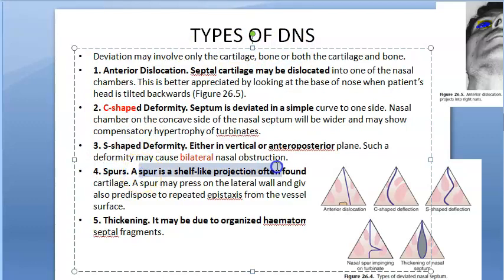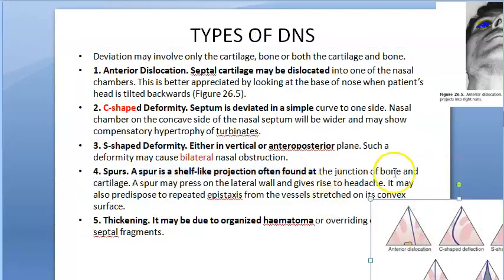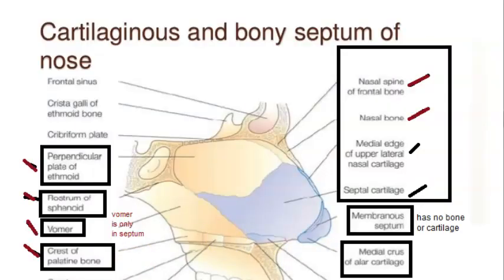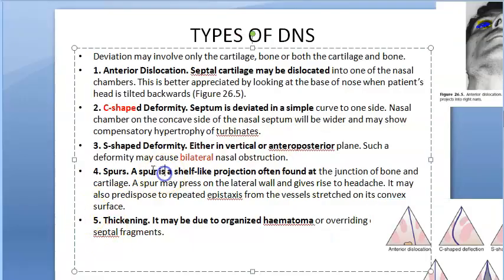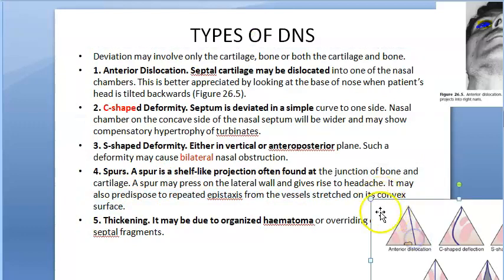Spurs. A spur is a shelf-like projection often found at the junction of bone and cartilage. So here they are saying a spur is something that is formed at the junction of bone and cartilaginous septum. A spur may press on the lateral wall and give rise to headache. It is also predisposed to repeated epistaxis from the vessels stretched on its convex surface.